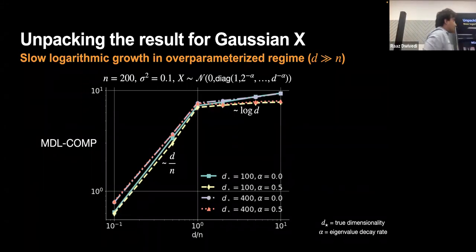Maybe it's not surprising in hindsight, because it depends on the eigenvalues of X, and when D is greater than N, the number of eigenvalues is not growing. It remains stuck at N. Only the eigenvalues grow slowly. So that was the surprising bit to us, that we do have parameter count here, but no longer in an overparameterized regime.